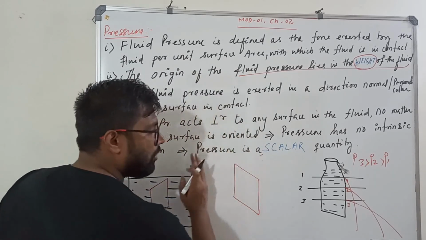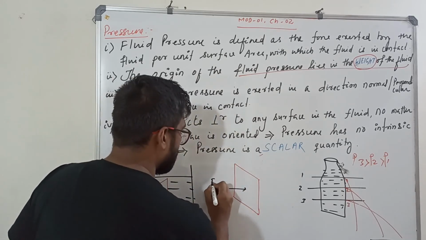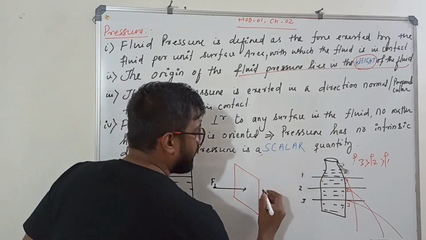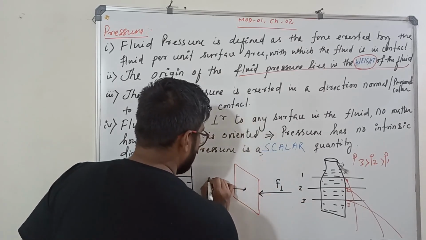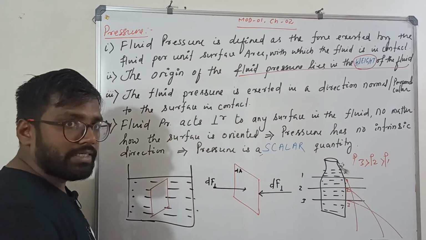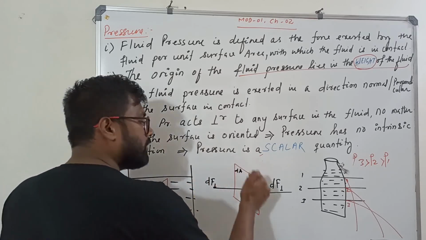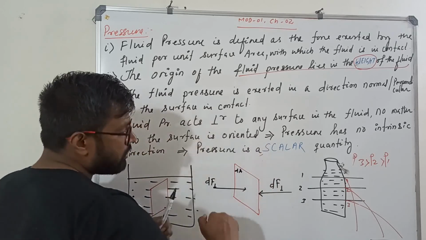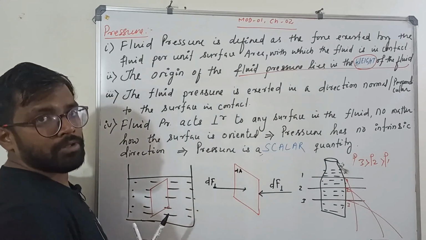The molecules present on the left side will apply a force on this side. That is your F perpendicular force. And the molecules on the right side are also applying a force, perpendicular to the surface. Let us say this is dF, this is also dF, the area is dA. Now, the molecules on the left side are colliding and applying a pressure here. Remember, this is an imaginary surface. The molecules on the right hand side are also colliding and applying a pressure here.